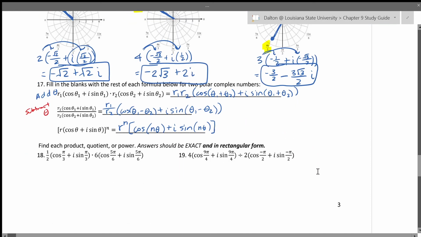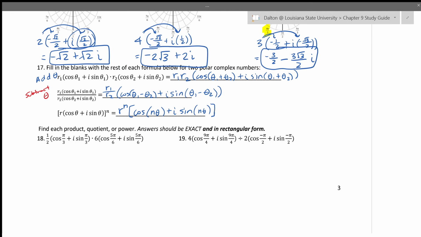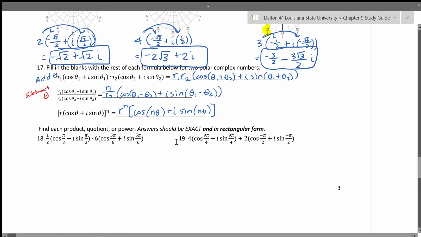Okay, number 18 and 19. For 18 and 19, you're going to find the product or quotient, the power, that one's all going to be on the last page. Your answers are going to be exact and in rectangular form.